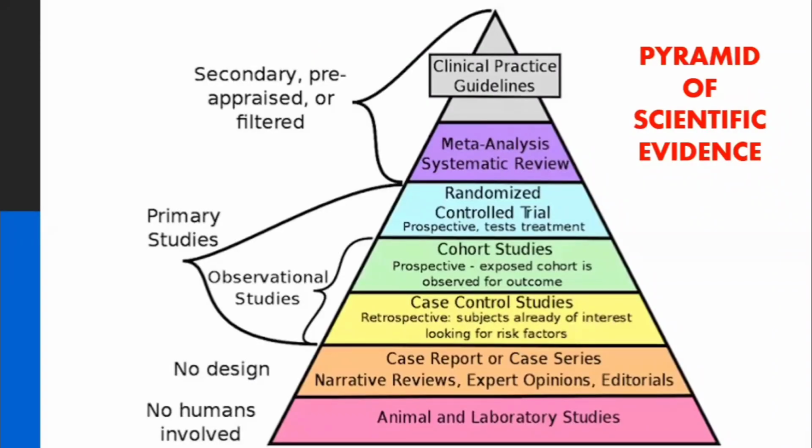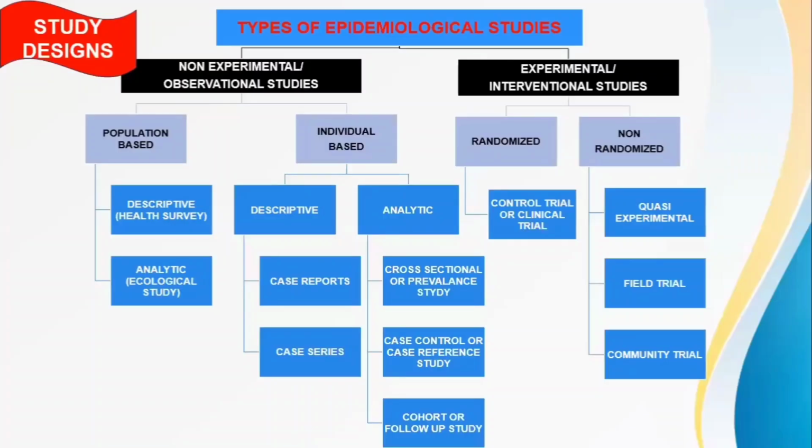All of you are aware of it. The animal and laboratory studies occupy the lowest level of the pyramid with the lowest evidence, followed by case reports and case series. Then come the observational studies like case-control studies and cohort studies, followed by randomized controlled trials, and the secondary pre-appraised filtered studies like meta-analysis, systematic reviews, and clinical practice guidelines occupy the highest level of evidence. Now we will see about the study designs.